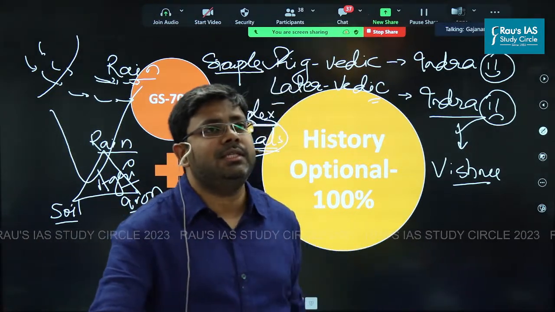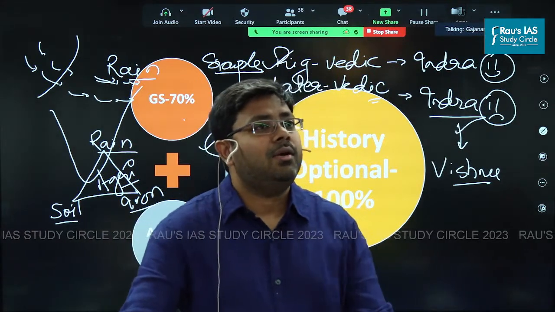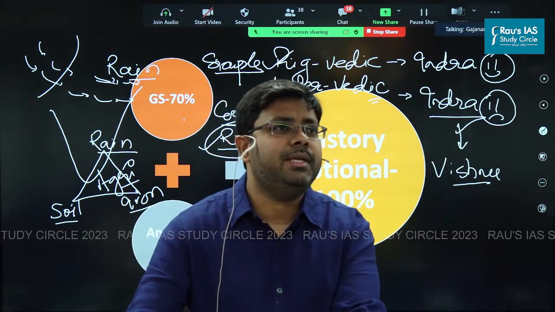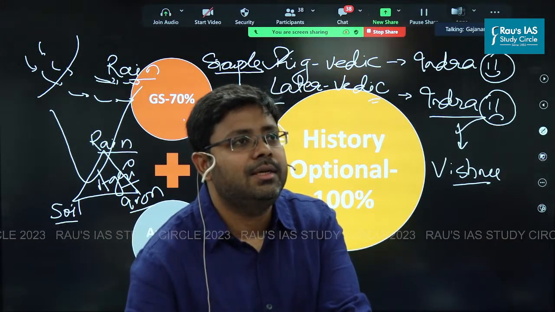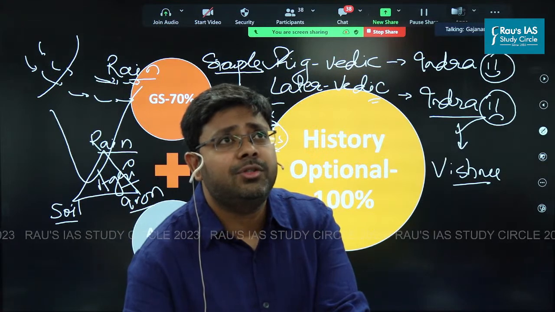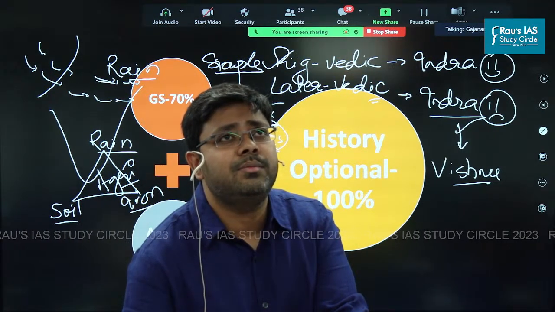Now, one question is there in chat. How can we prepare history? Just a moment, let me read it. One question: how can I be sure whether history is the right optional choice for me personally?